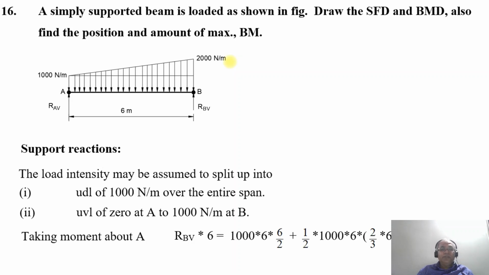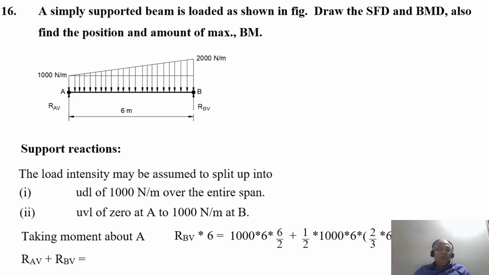That is, first we are going to consider the uniformly distributed load and then the uniformly variable load, taking the moments about the point A. So half into the area of the triangle, half into 6 into 1000, and the distance of the center of gravity from the smaller end, which is 2 by 3 into 6. On simplification, RBV will get 5000 Newton.